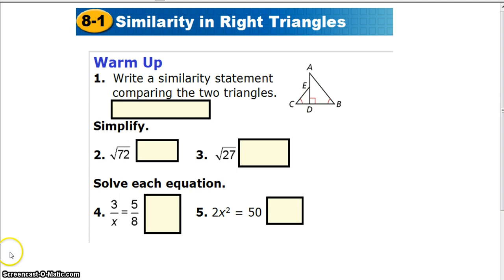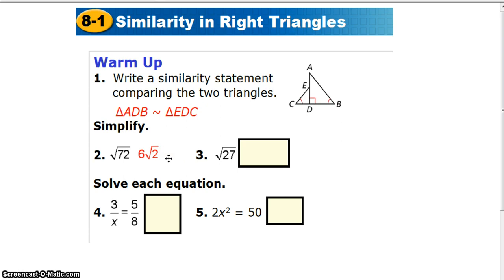Okay, welcome back. Writing the similarity statement gives us this. Triangle ADB is similar to triangle EDC. Now, of course, you could have written it differently, but make sure that A corresponds with E, D with D, and B with C. Square root of 72 equals 6 times the square root of 2. Square root of 27 is 3 times the square root of 3.